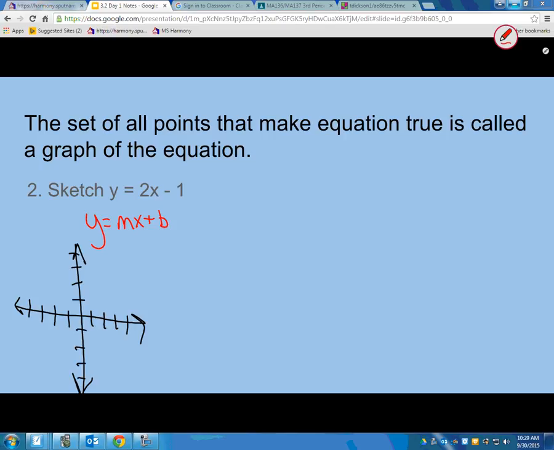When we graph, we start with our y-intercept, which is -1. That's b. And then m is our slope, rise over run, right? So we can say up 2 over 1, up 2 over 1. And we connect it, and we put arrows on it to show that it keeps going forever, and that there are an infinite amount of points that make that true. Yes?